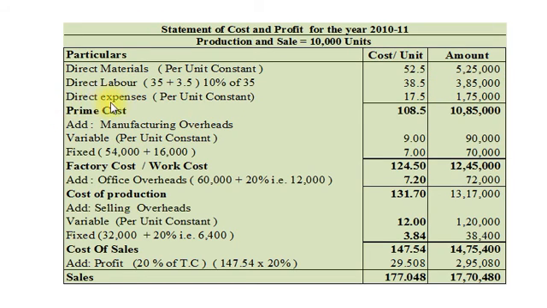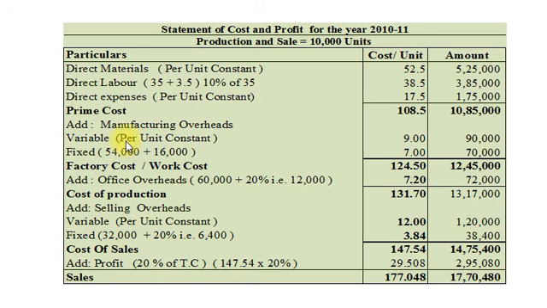Next is direct expenses. Same, there is no information of increase and decrease, so it will be considered 100% variable and per unit constant as 2009-10, that is 17.5, and total amount rupees 1,75,000. So our prime cost amounts to rupees 108.5 and total amount rupees 10,85,000. Now we will add manufacturing overheads.